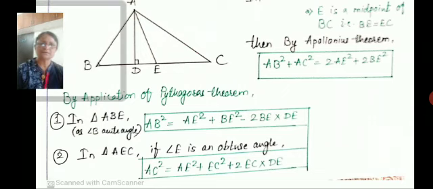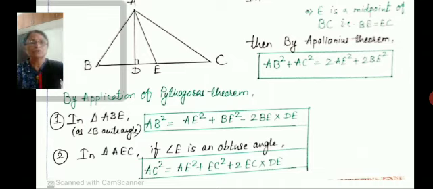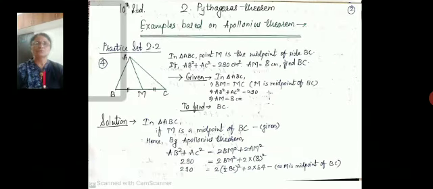Now we can see here in the obtuse angle triangle, that is triangle AEC, in the figure on the screen. So AC square equal to AE square plus EC square plus 2 multiplied by EC multiplied by DE. I have already explained about this. So we have to see now the examples which are based on Apollonius theorem.